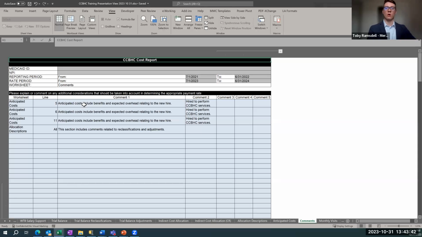So this schedule can both tie the trial balance together and tie the supplemental documentation that you submit to the trial balance. So there's a couple different uses for this schedule, but ultimately anything that helps the state and, you know, yourself and the reviewers understand the cost report better should be documented in the comments.